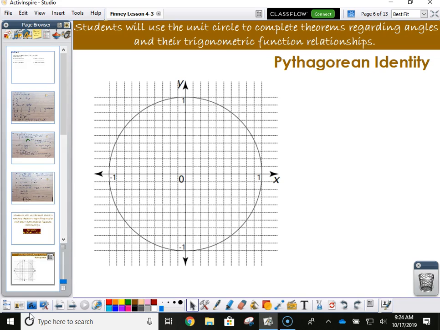So this first theorem is called the Pythagorean Identity. Let's think about that for a minute. If you think about the Pythagorean theorem, which it stems from, the Pythagorean theorem is all about right triangles, true? What we're talking about is the fact that a squared plus b squared equals c squared, in light of a right triangle.